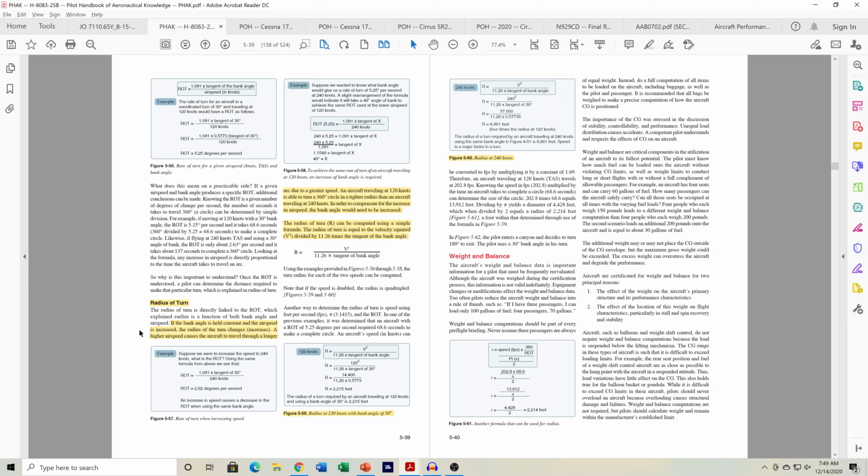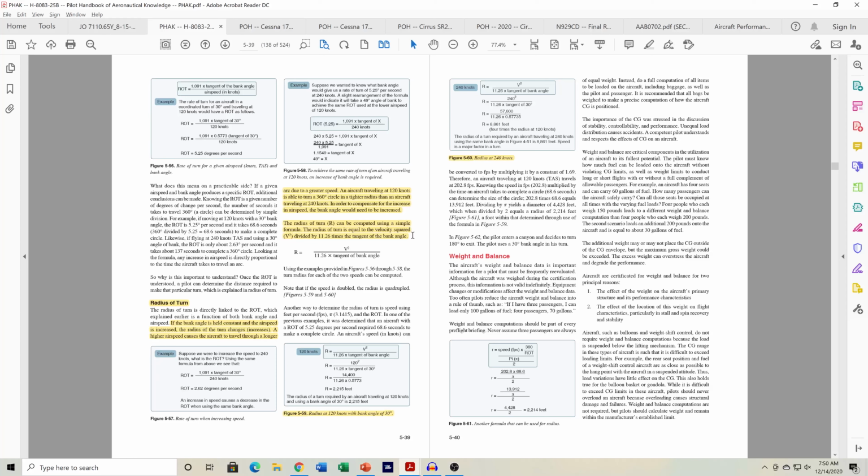If the bank angle is held constant, so at some given bank angle, and the airspeed is increased, so you go faster, what happens? Well, the radius of the turn changes, and specifically it increases. A higher airspeed causes the aircraft to travel through a longer arc due to a greater speed. So, for example, an aircraft traveling at 120 is able to turn a full 360-degree circle, or for that matter a 180 or whatever, in a tighter radius than an aircraft traveling at double that speed. In order to compensate for the increase in airspeed, I'm going to add something here: if you want to keep the turn radius the same, you would have to increase the bank angle. It turns out you'd have to increase it pretty dramatically.